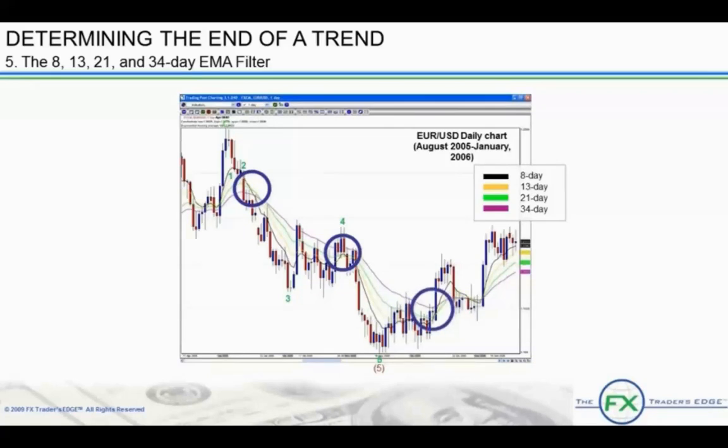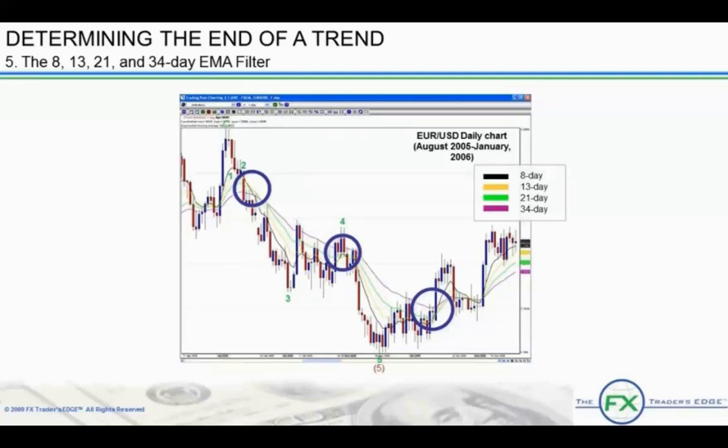We stay short until the end of wave 5, and we exit all 3 lots at 3 different levels as the 8-day EMA crosses over the 13, 21, and 34-day EMAs. Again, when this is used in combination with the other tools, we are able to pinpoint the end of a trend so that we can call the start of the new trend.